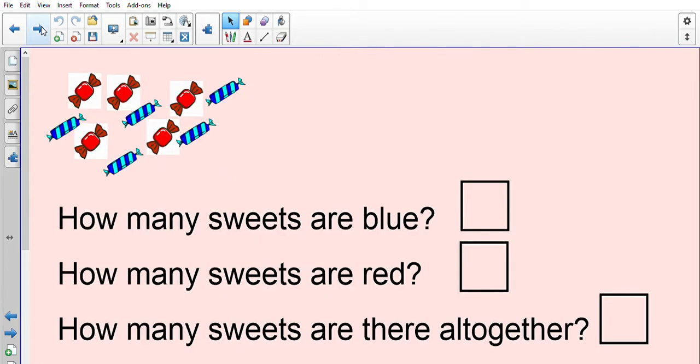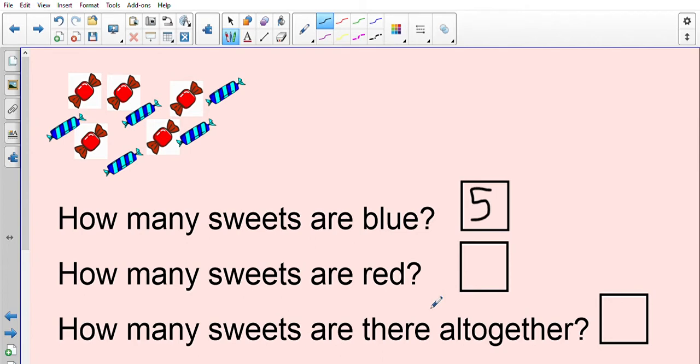Let's have a look at our adding. So the first one is, how many sweets are blue? Let's have a look. Count how many blue sweets we can see. 1, 2, 3, 4, 5. Let's check again. 1, 2, 3, 4, 5. Brilliant. I can see 5 blue sweets.